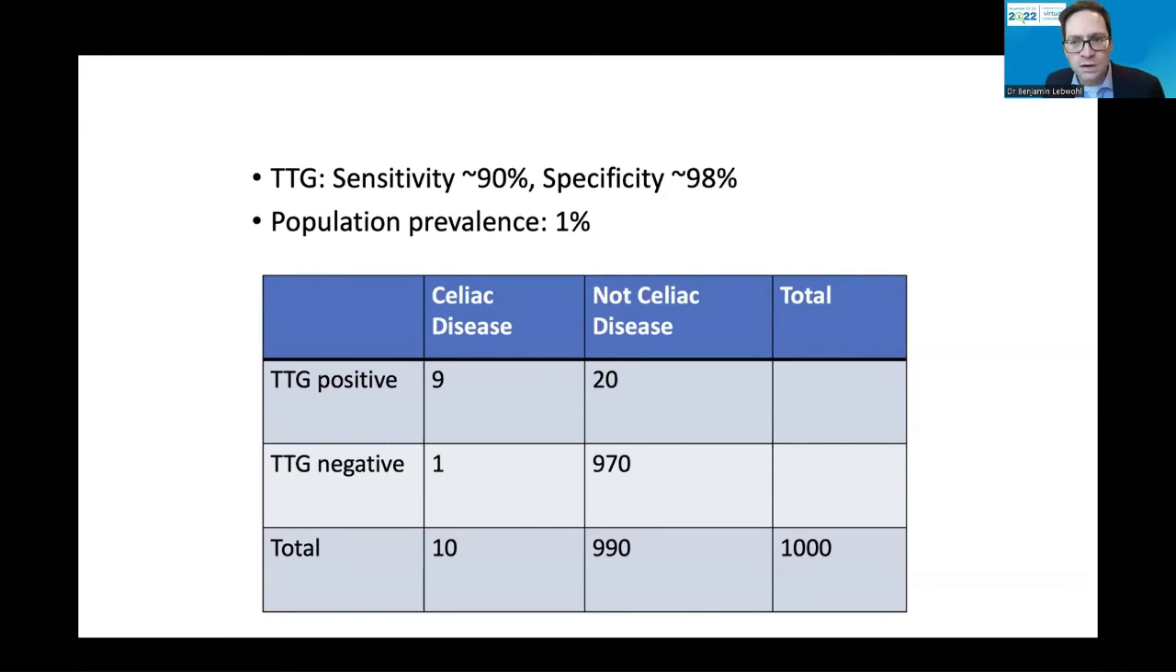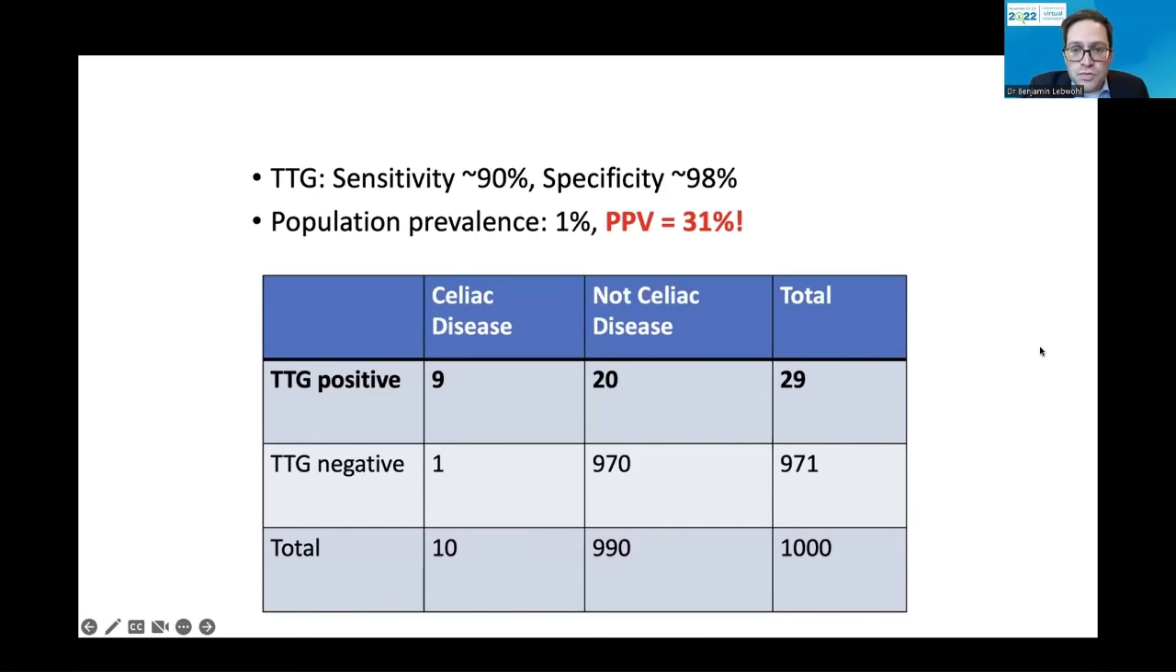But what we really want to know is the positive predictive value. So how many people have a positive TTG of these 1,000? 9 plus 20, 29, and 9 out of the 29 will have celiac disease. The positive predictive value is 9 out of 29, only 31%. This is one of the reasons why we don't just screen everyone for celiac disease in the general population. The positive predictive value is unacceptably low.